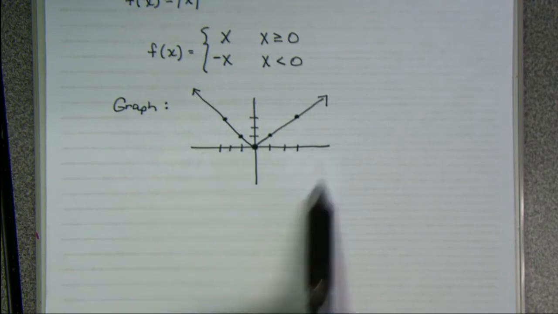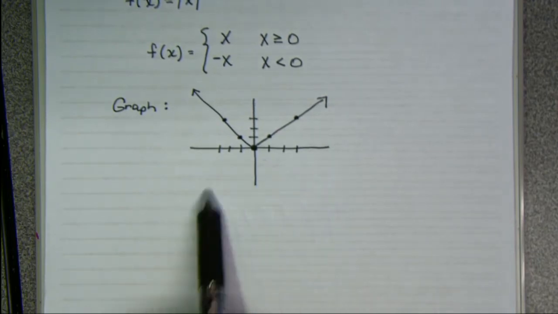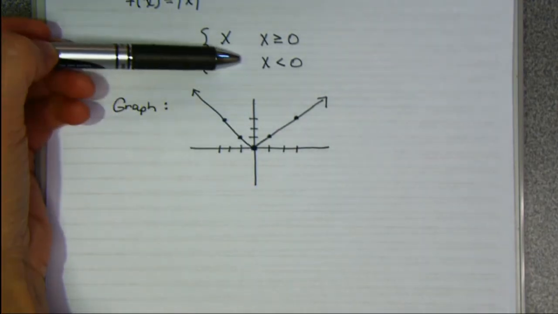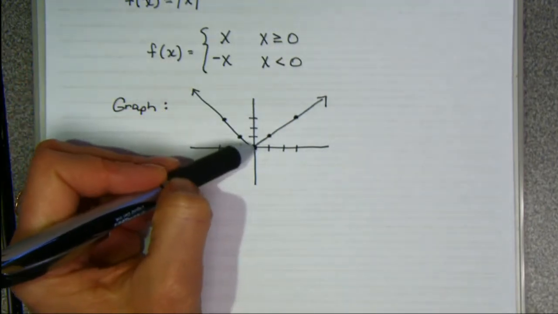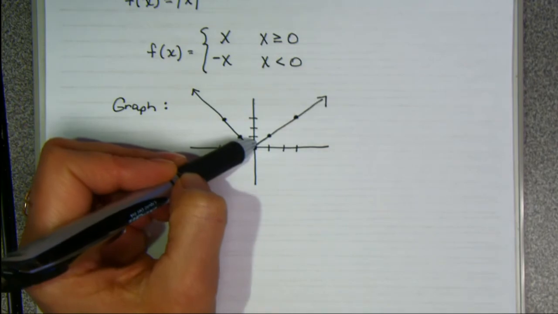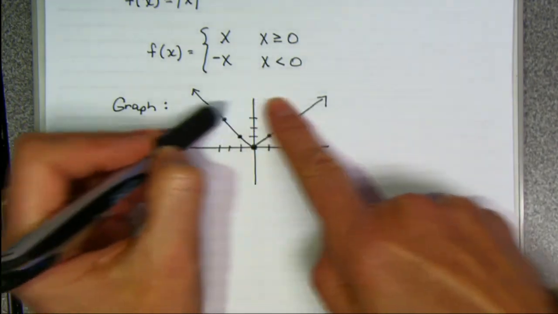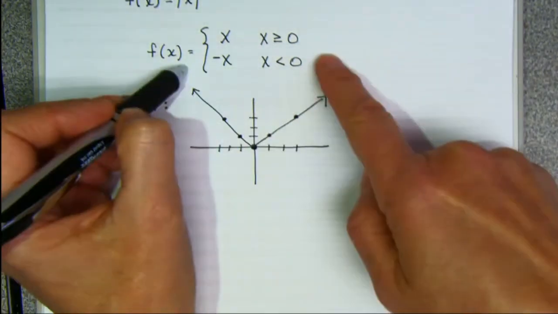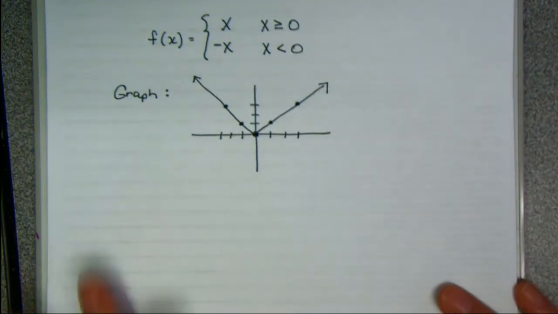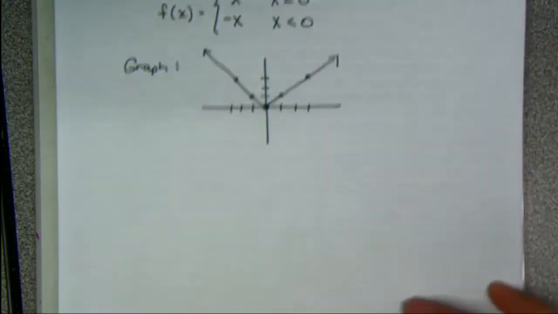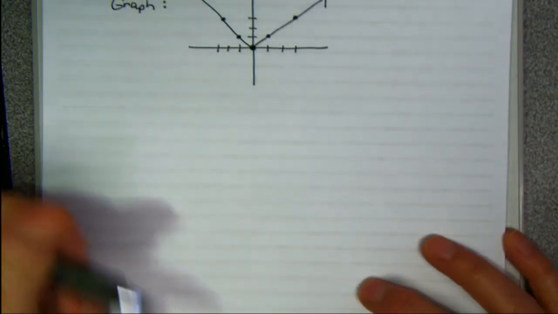Notice how the range, the output, is never negative, right? It's always here. So if you're looking at your y-axis, your range is anything from 0 to infinity.